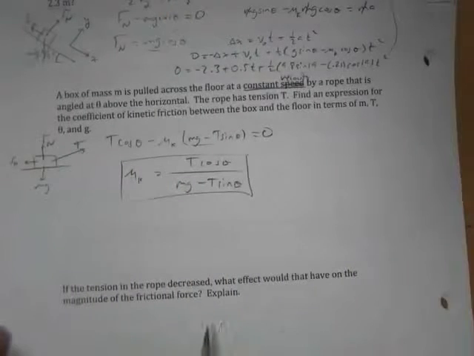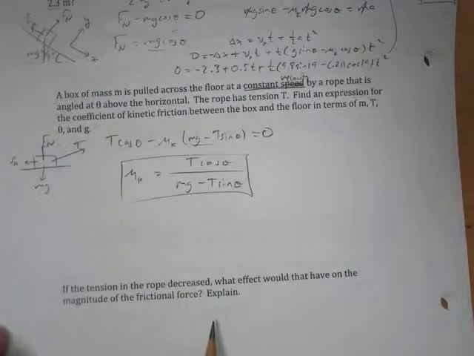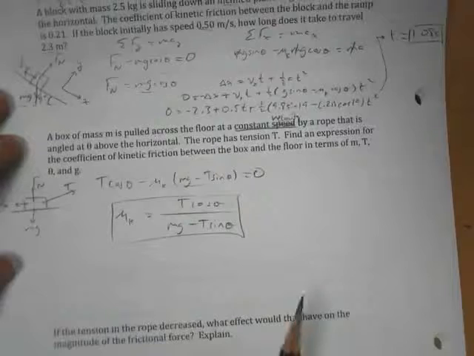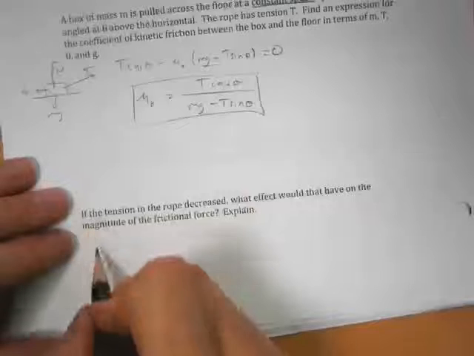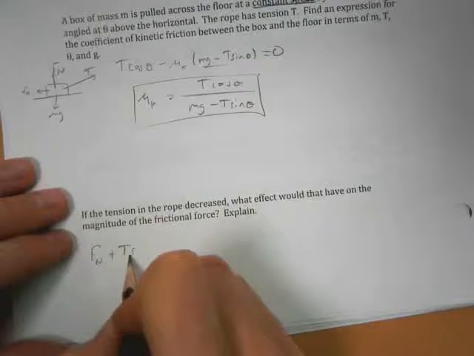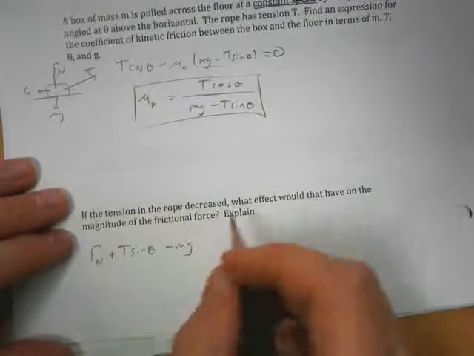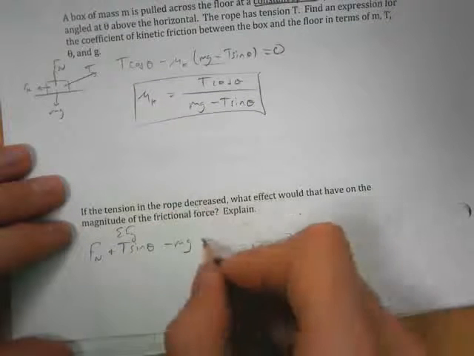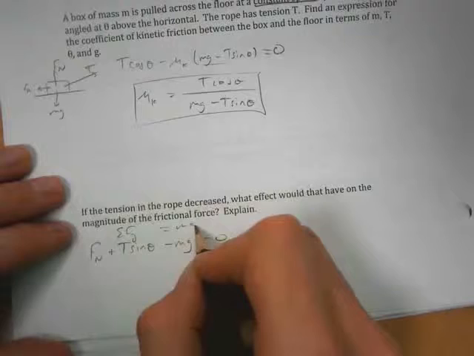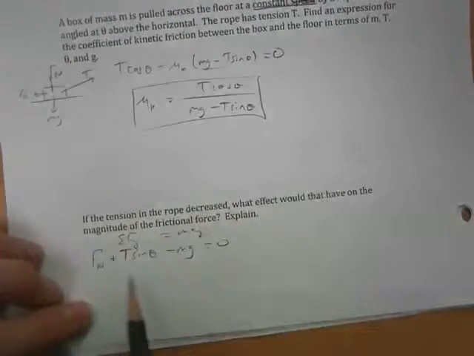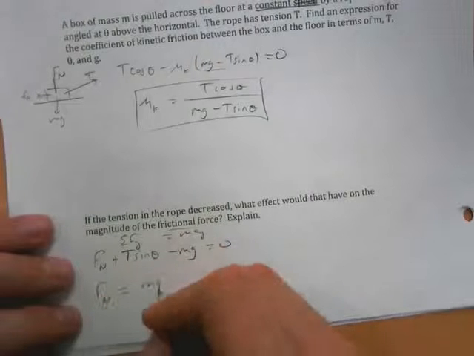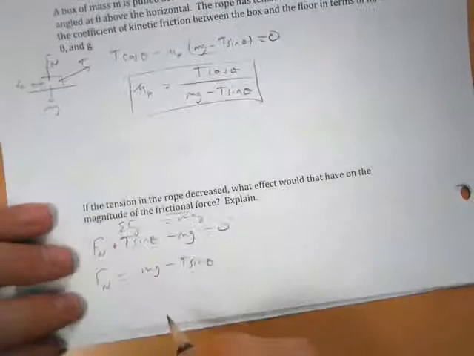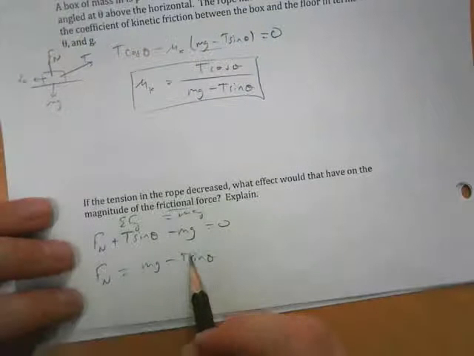Now, if the tension in the rope decreased, what effect would that have on the magnitude of the frictional force? Well, that's tricky. But to figure this out, we can go back to our y equation. In the y direction, we have normal force plus T sine theta minus mg, and that's going to be equal to 0. So the frictional force is proportional to the normal force. So normal force is mg minus T sine theta. So if tension goes down, you're subtracting something smaller.